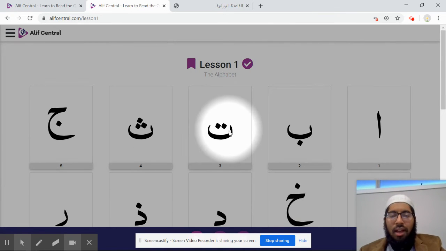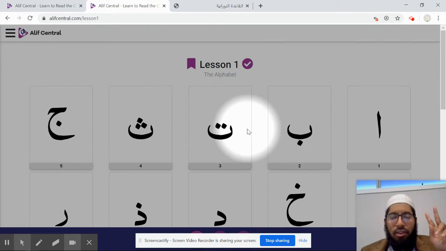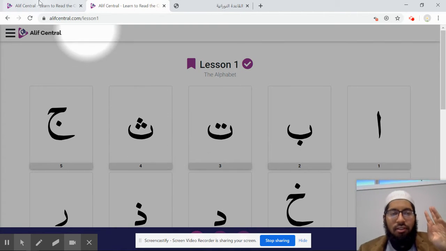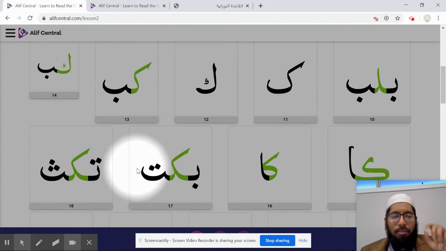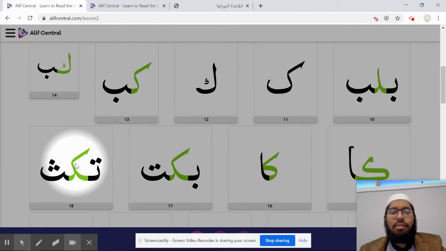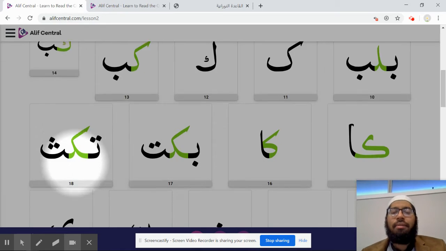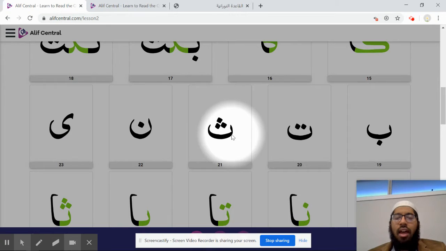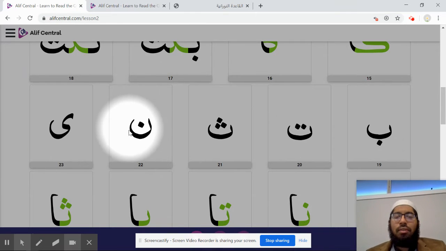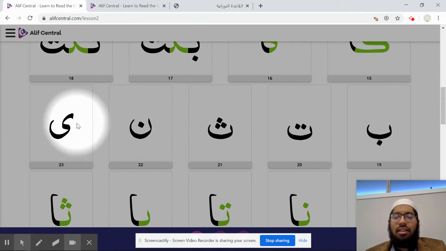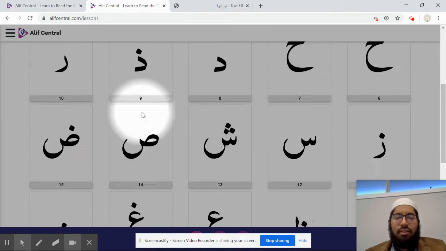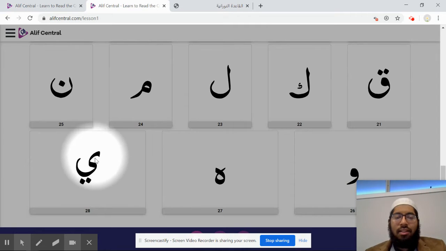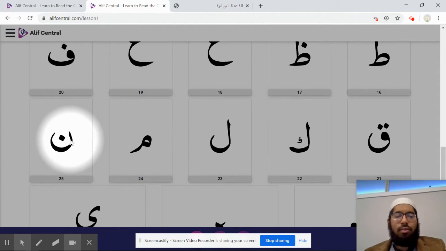This is ta. This is ba, this is tha. So ba is 1 dot on the bottom, ta is 2 dots on the top, tha is 3 dots on the top. Ta, kaf, tha, ba, ta, tha, noon, ya. This is ya, all right? The last letter, ya, and this one's noon.